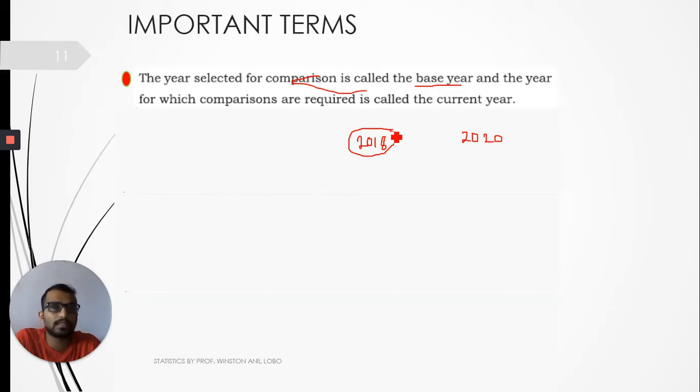This is called the base year, and the year for which comparisons are required is called the current year. So for example, in this one, current year is 2020, and the base year is 2018. Understand that. And students, also remember, the current year is indicated by the number 1, and the base year is indicated by the number 0, or we call it 0 or naught.